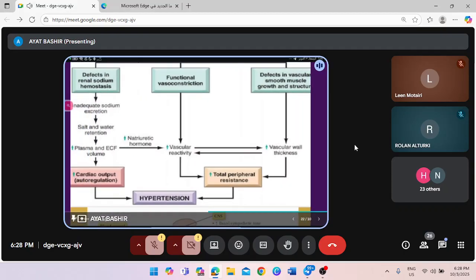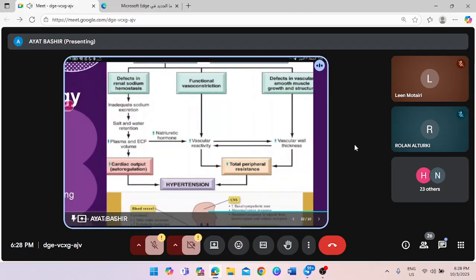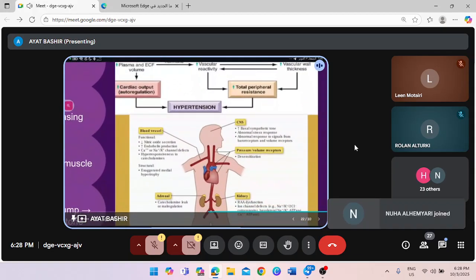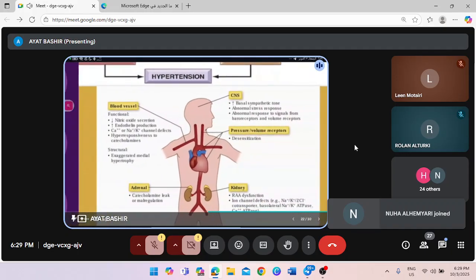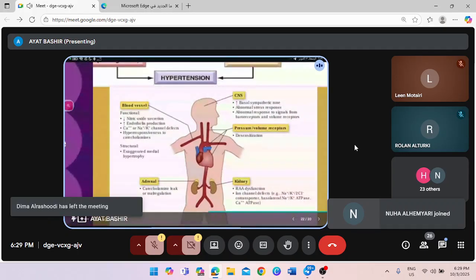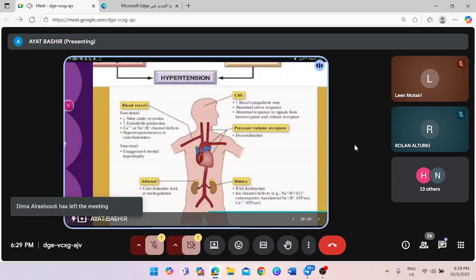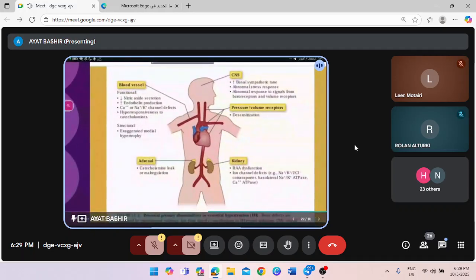So we have hypertension. As what you say, we have either a cardiac output problem or a total peripheral resistance problem. Okay, and here in this picture you can see the blood vessel. What will happen? A decrease in nitric oxide. We know nitric oxide works as a vasodilator, so when it decreases, this also will lead to hypertension. So the picture is talking about the factors that make hypertension. For example, a decrease in nitric oxide and an increase in endothelin production. Endothelin works opposite to nitric oxide. Okay, but also here the important thing.